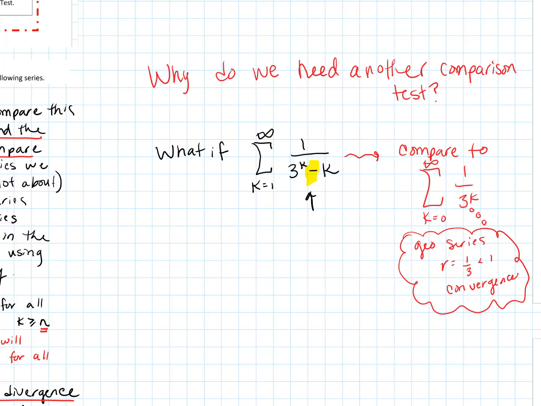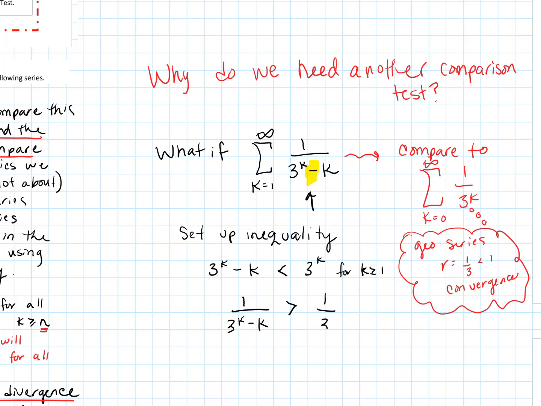But then I have to set up the inequality. I figure out I'm going to compare it to that series, and then I have to set up the inequality, and then I can talk about that convergence. But when I go to set up the inequality, check this out. 3 to the k minus k is always less than 3 to the k for k greater than or equal to 1, because we're taking away something. Then I flip those inequalities: 1 over 3 to the k minus k is always going to be bigger than 1 over 3 to the k.